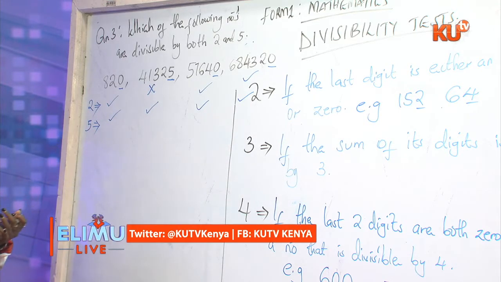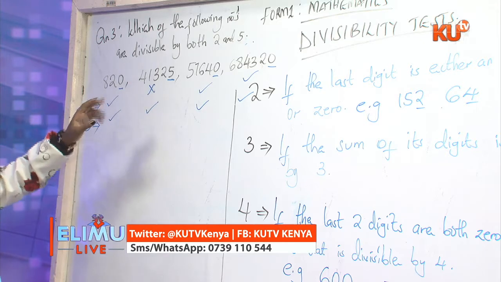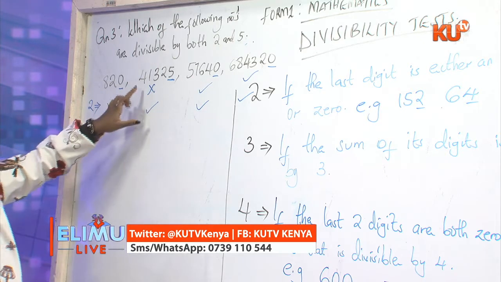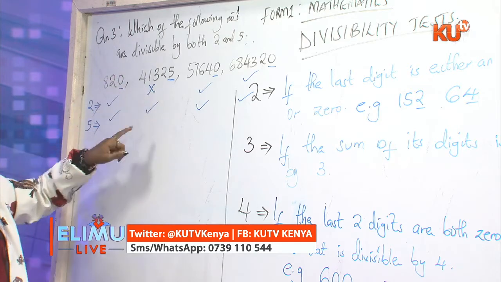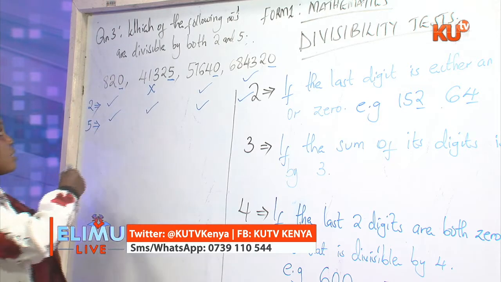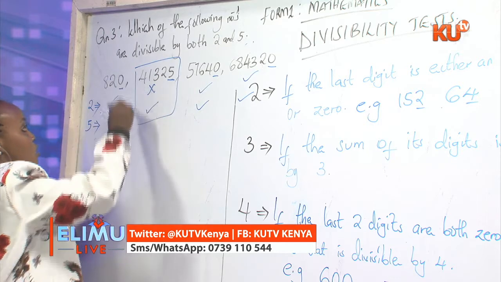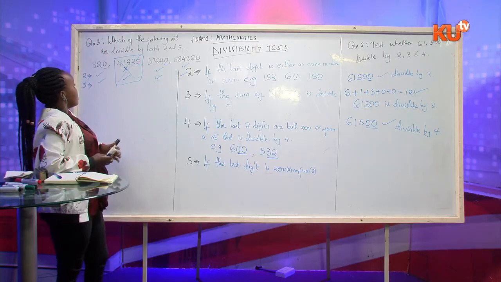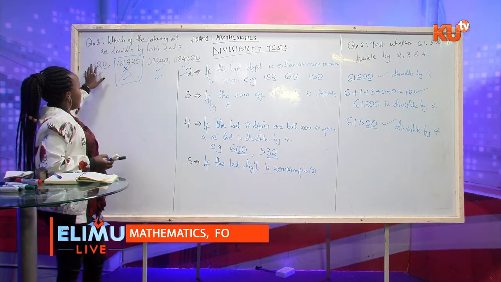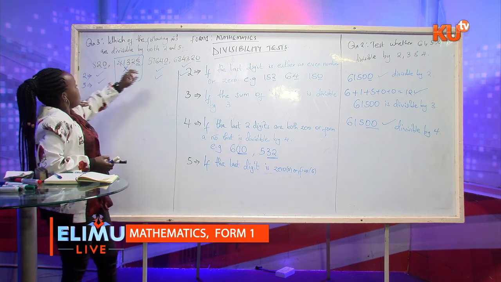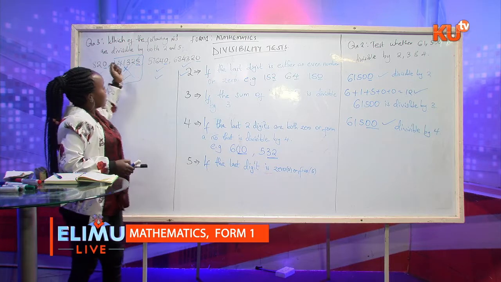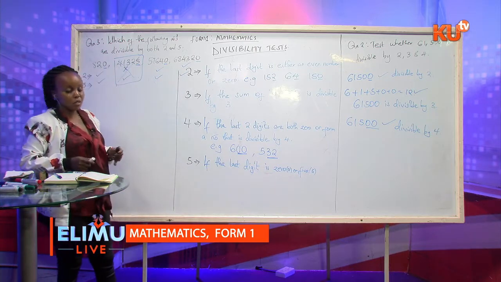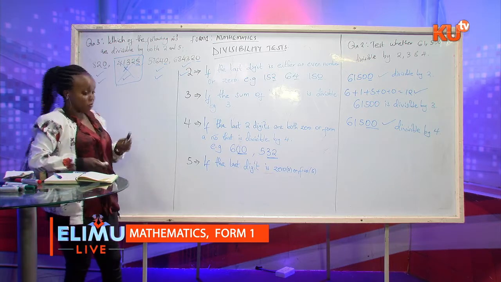Therefore, in this question here, the numbers which are divisible by both 2 and 5 include 820. This one is not divisible by both 2 and 5. It is only divisible by 5. Therefore, it eliminates it from the answer. So this one is the only number that is not divisible by both 2 and 5. So we have numbers that are divisible by both 2 and 5. We have gotten that it is 820, 57,640, 684,320. So those are the numbers that are divisible by both 2 and 5.